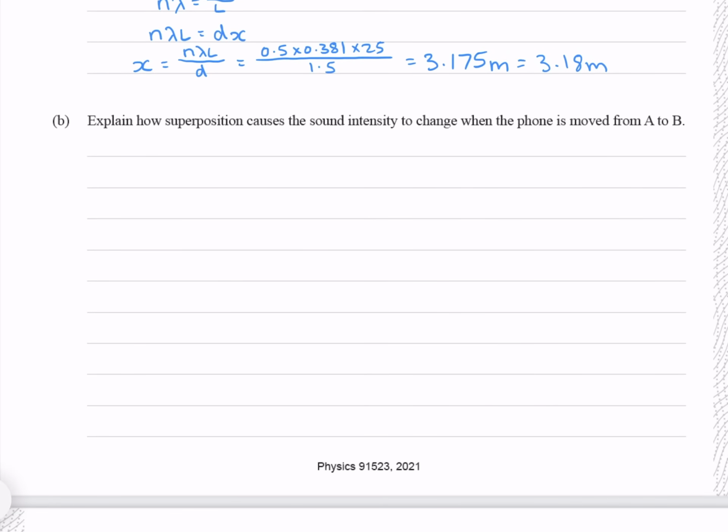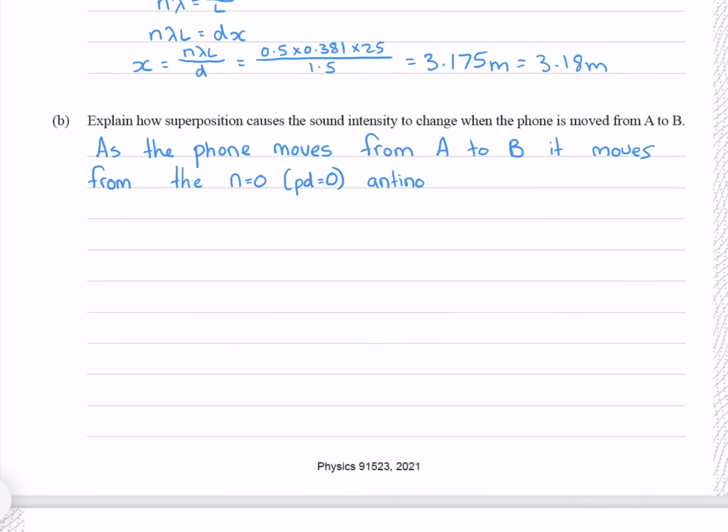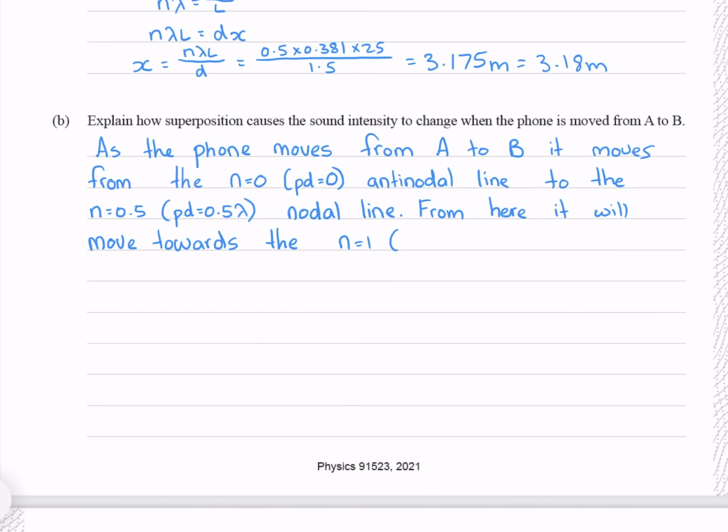Explain how superposition causes the sound intensity to change when the phone is moved from A to B. The time has come, as it does in every Wave Systems exam, where we need to nail an explanation of 2D interference. So I'll launch right into it. As the phone moves from A to B, it moves from the n equals 0 path difference equals 0 antinodal line to the n equals 0.5 path difference equals 0.5 lambda nodal line. From here, it will move towards the n equals 1 path difference equals 1 lambda antinodal line.